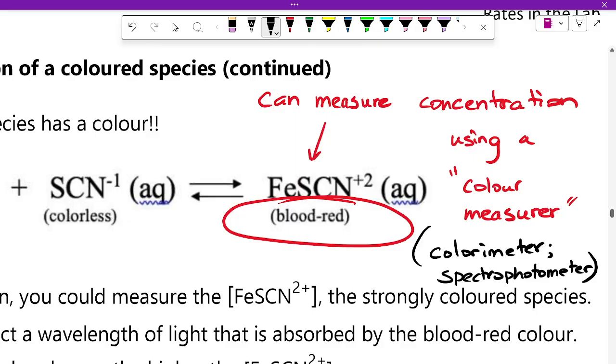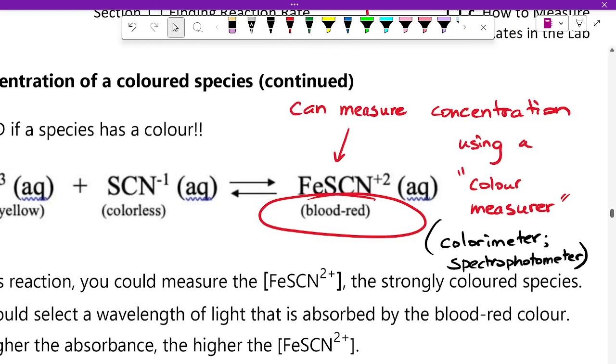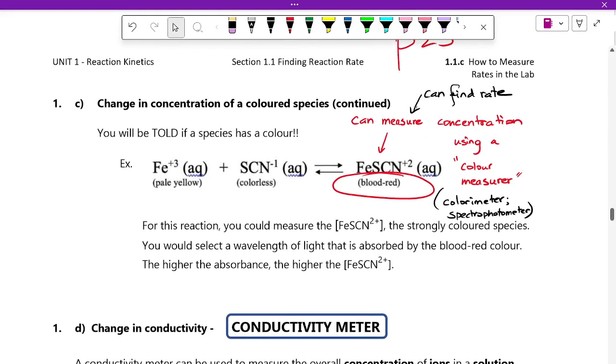Colorimeters only measure one color of light. So if you have copper, you can use a copper colorimeter. A spectrophotometer will work for all different colors. You can set the wavelength to different things. So if you are asked, how could I measure the rate of this reaction? You can find the rate by measuring the concentration of colored species. That's all you really need to know about that.